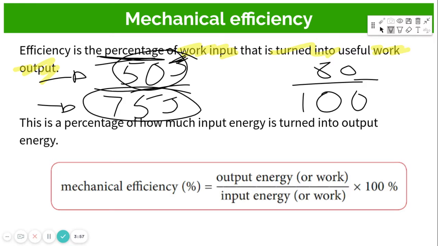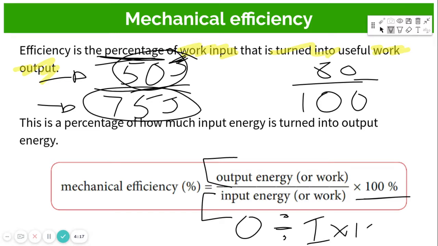Output energy, or the amount I got out of the system, is at the top. Input energy is the amount of energy I put in. And then we divide those two by each other, and we multiply by 100. So it's output divided by input times 100. So O divided by I, input, multiplied by 100. That's our formula, all right?